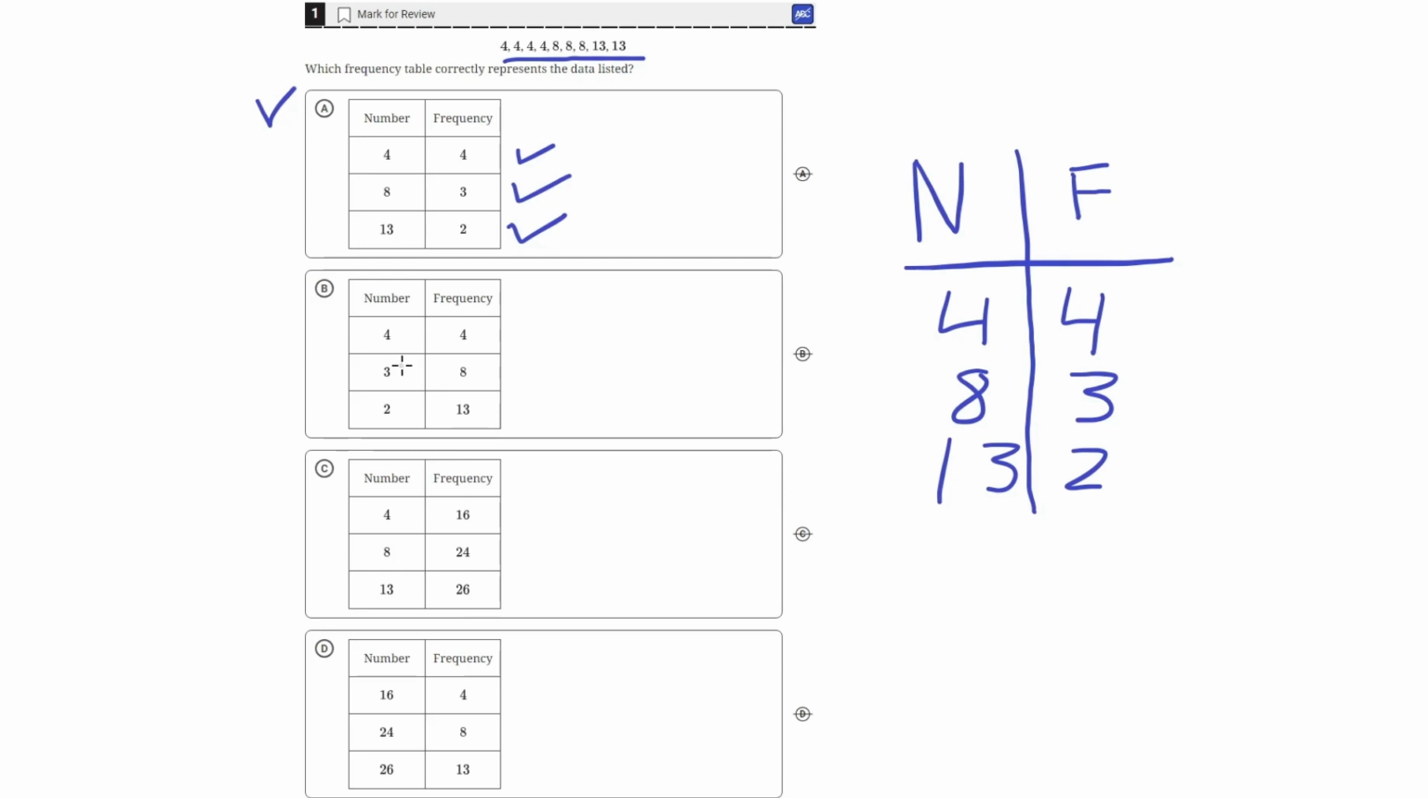Answer choice B is incorrect because it says that the number 3 appears 8 times, but the number 3 does not appear at all. Answer choice C says that the number 4 appears 16 times, which is incorrect because the number 4 only appears 4 times. Answer choice D says that the number 16 appears 4 times, which is incorrect because the number 16 doesn't appear at all. So answer choice D is incorrect, which means answer choice A is the correct answer.